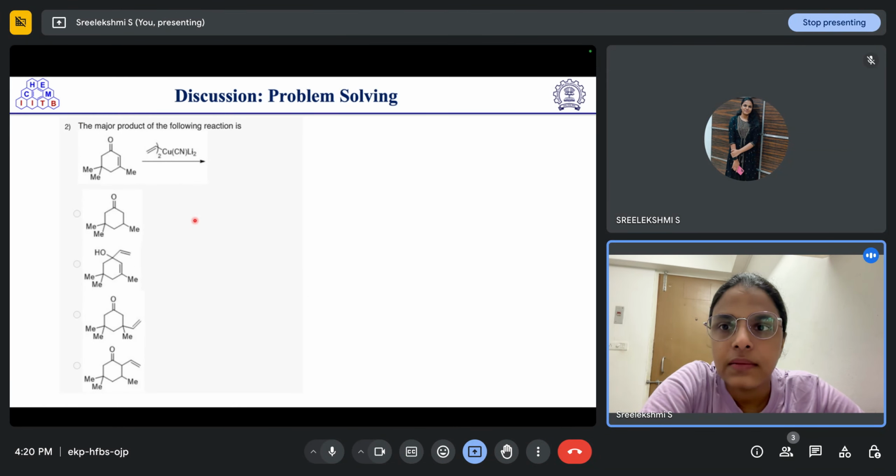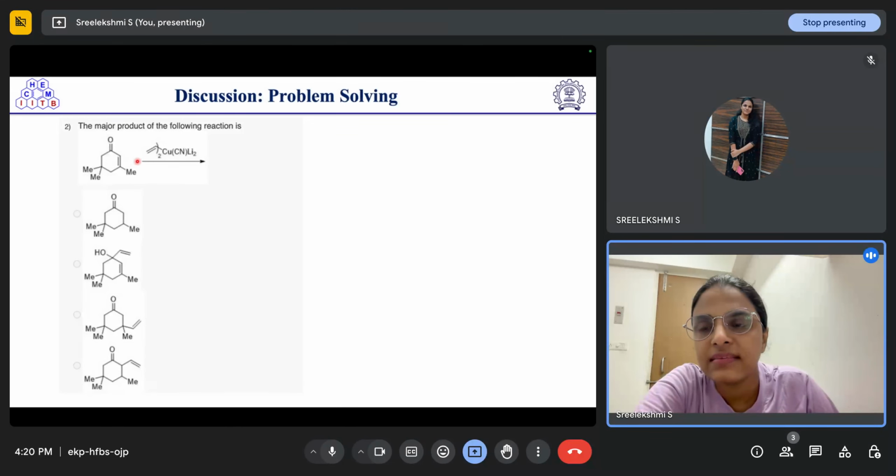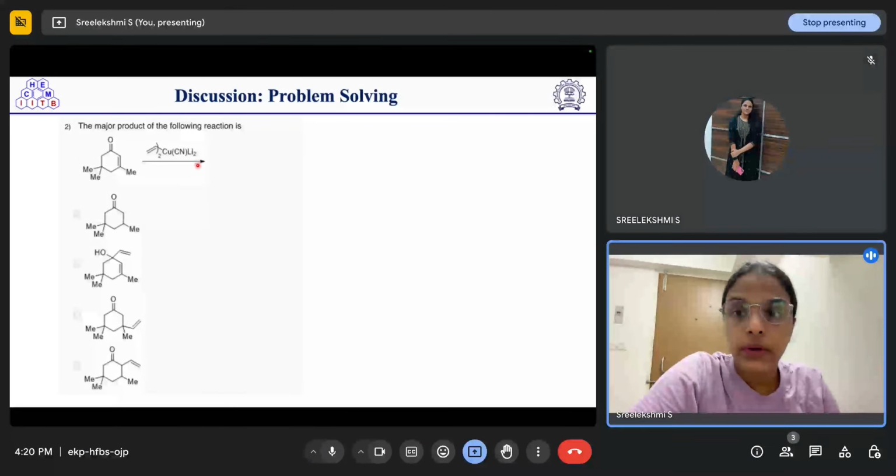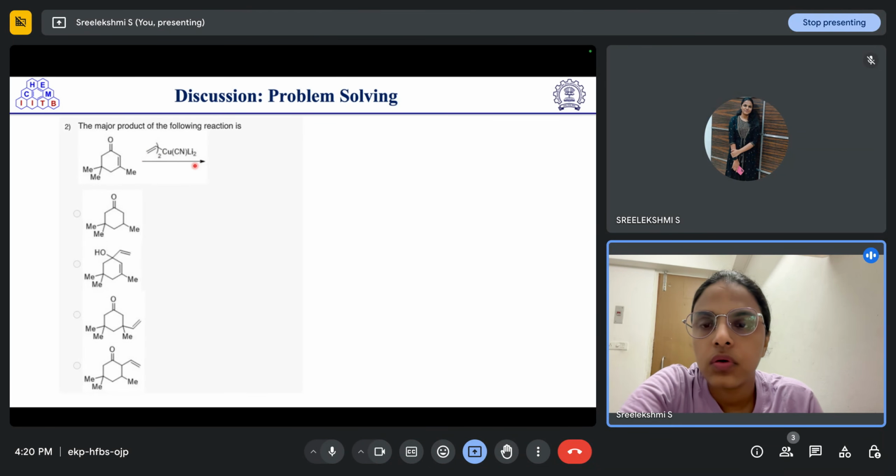Moving to the next question. The major product of the following reaction, that is we are treating this particular alpha beta unsaturated carbonyl compound with this higher order cuprate. So it is basically an organocopper reagent. So what will be happening? So out of the four options given here, which will be forming?